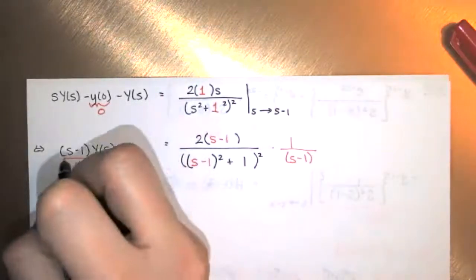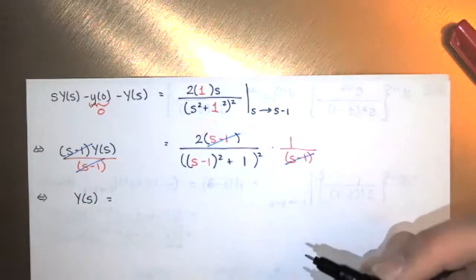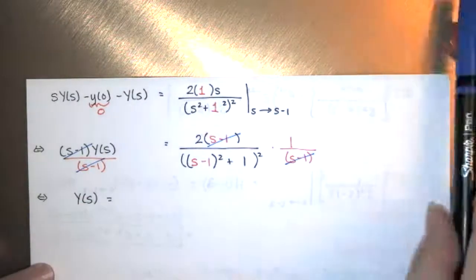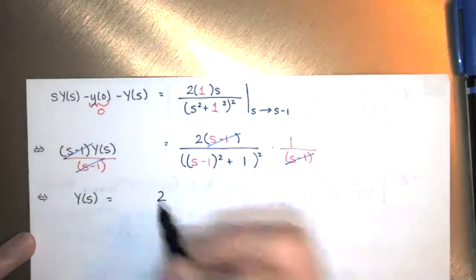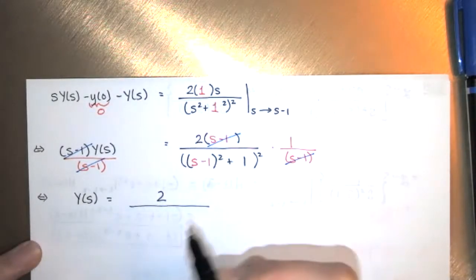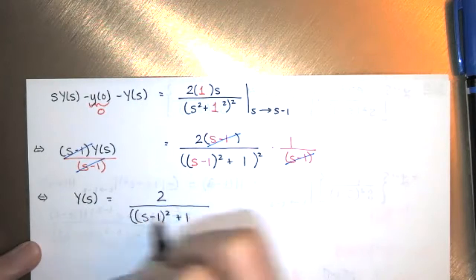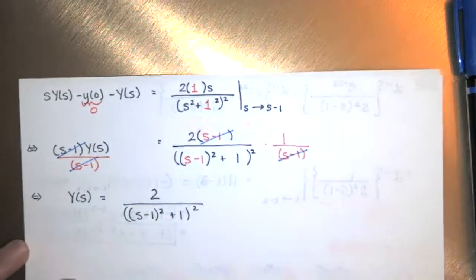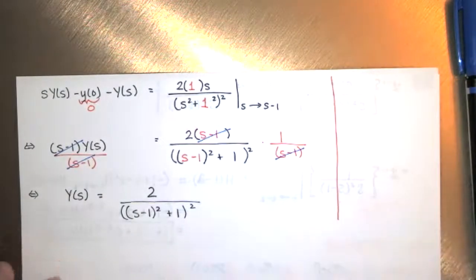Okay, so the s minus 1s reduce, and this s minus 1 will reduce with that s minus 1, and now we've got this right here. So I have 2 over ((s minus 1) squared plus 1) quantity squared. And that is the Laplace transform of the function that we're looking for.